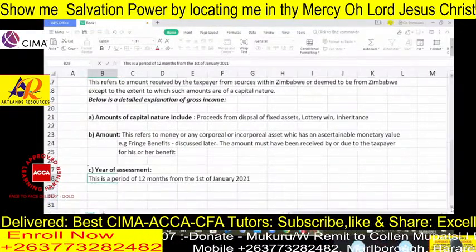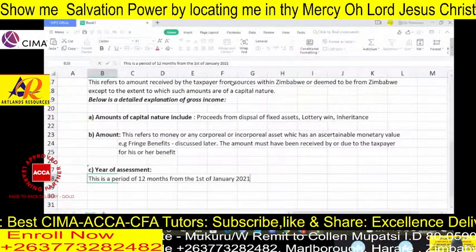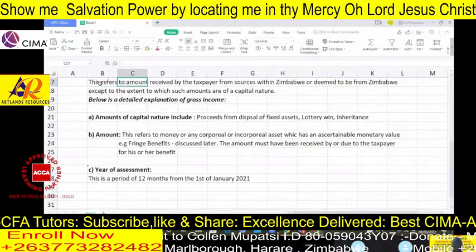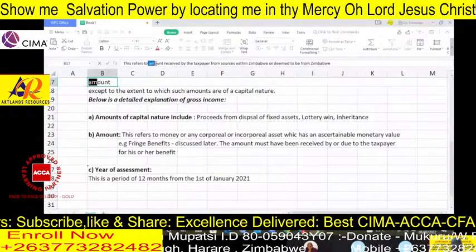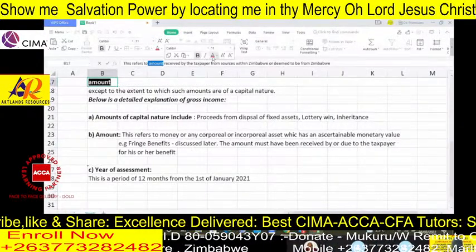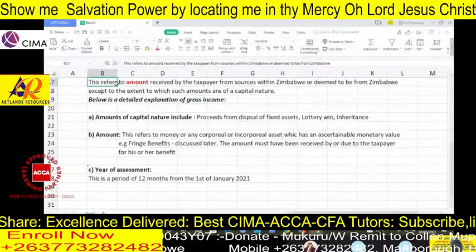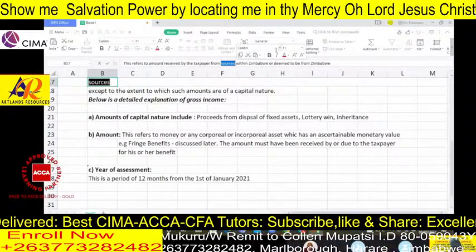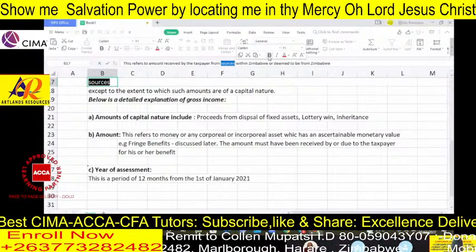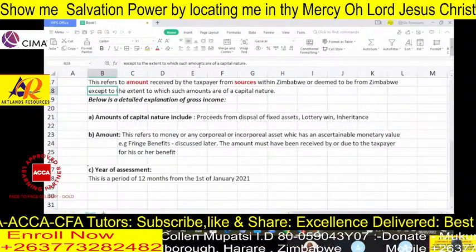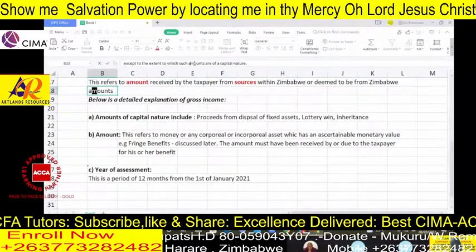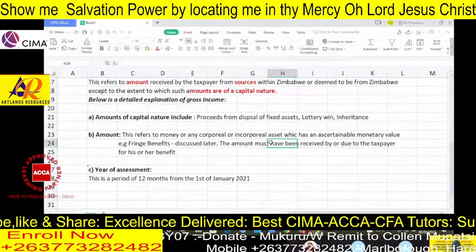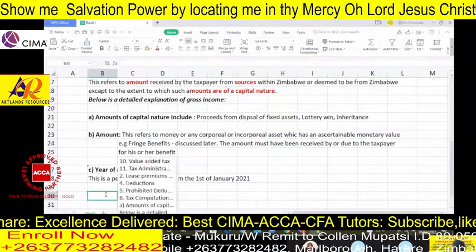Now we are now on D. Our definition of gross income here, you do notice, it mentions various words. Let me highlight them. There's a word here which is mentioned, like amount. So we have explained amount. Another word which is highlighted is source, from sources. So we are going down to explain source, and then except to the extent to which these amounts are of a capital nature. Amounts of a capital nature. That's another item there. So let us talk about source of income.